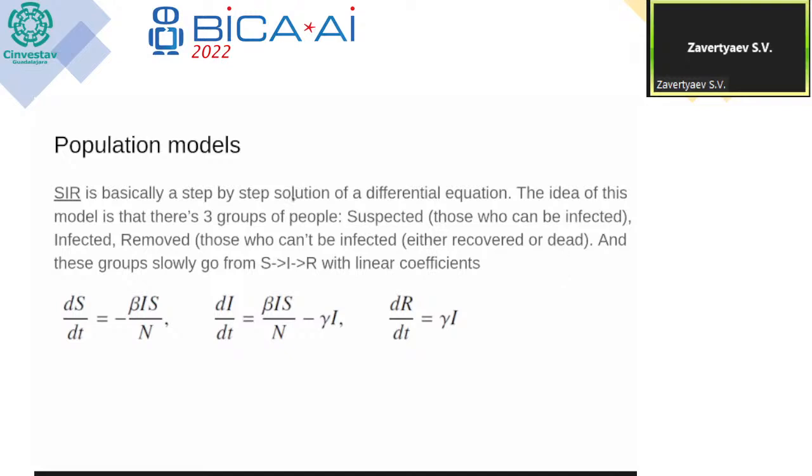The population model that this paper describes is SEIR. It's quite known for epidemic forecasting. It stands for susceptible, infected, removed.